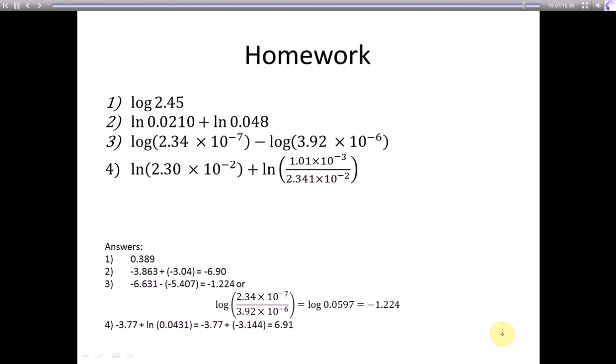This is the homework that I would like you to do for next time, and you will hand this in. I did provide you the answers so that you can check your answers, but I want to make sure that you know how to perform these operations and round them to the right number of significant figures.